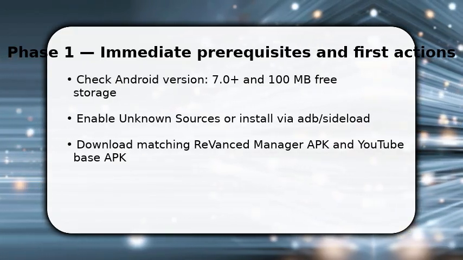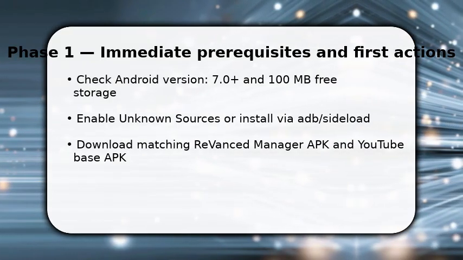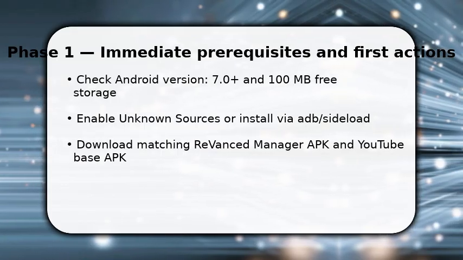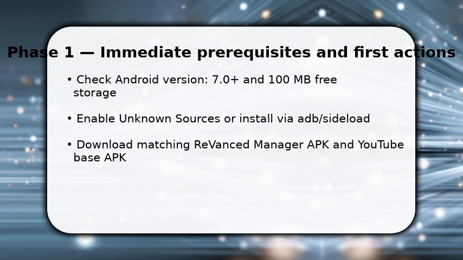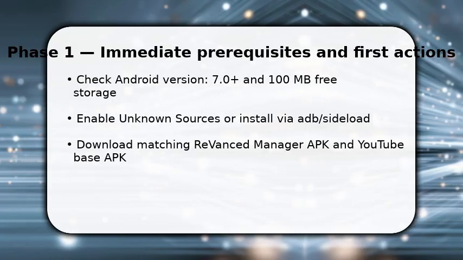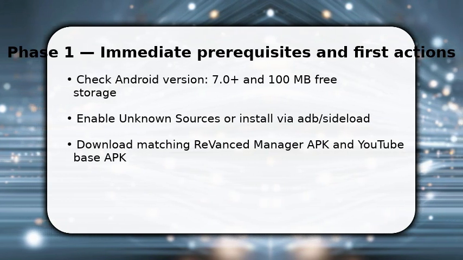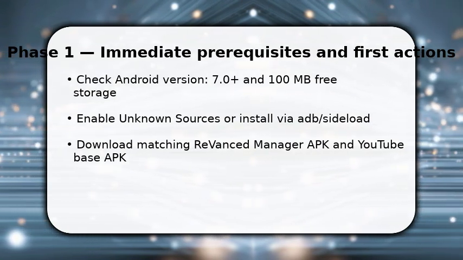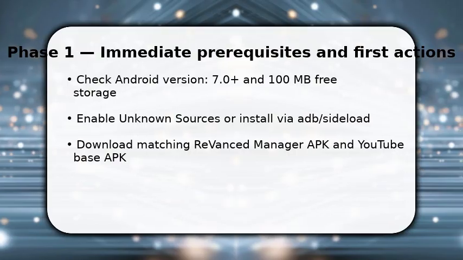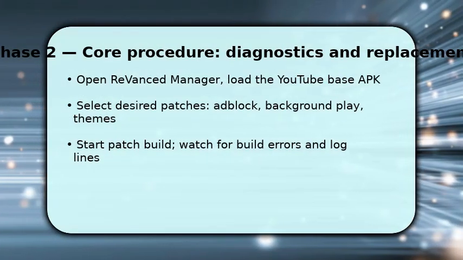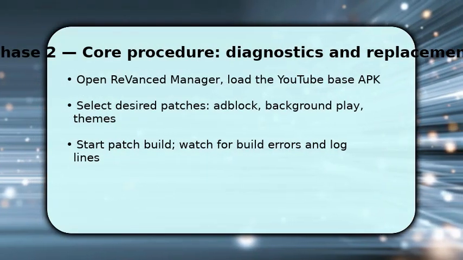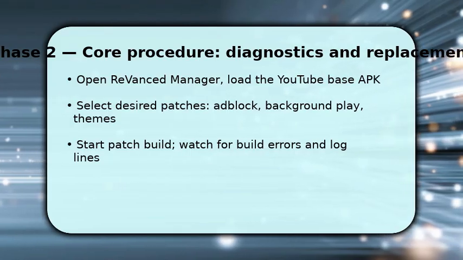Once done, download the Revanced Manager APK plus the exact YouTube base APK. Matching versions matters because the patches apply to the same app variant. Make sure you save files in a single folder so you can find them quickly when the manager asks for the base APK. You open Revanced Manager and load the base YouTube APK you downloaded. This is the app that gets patched.